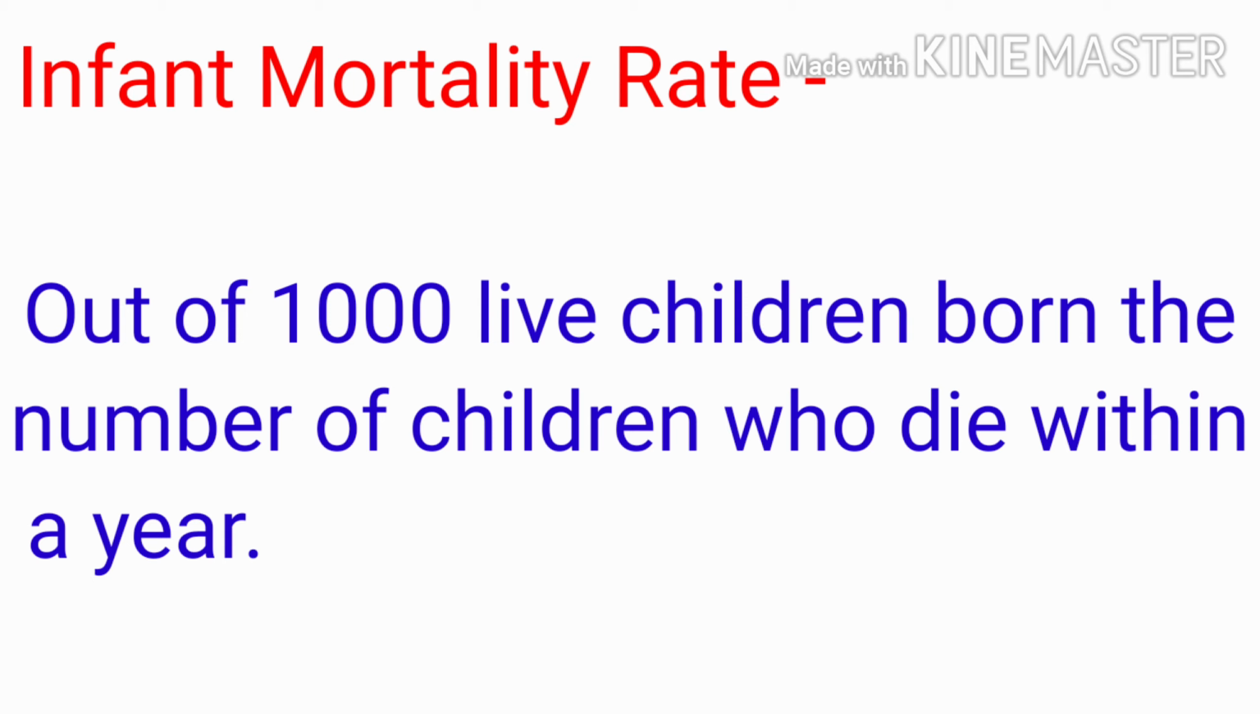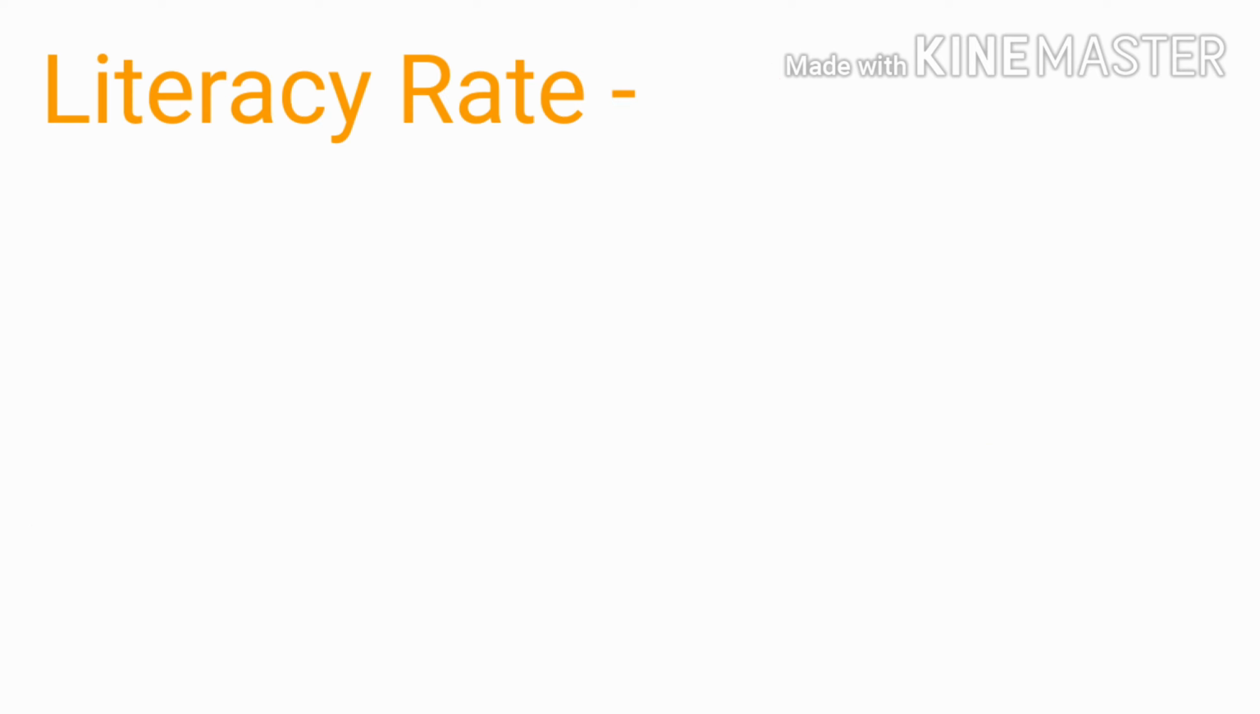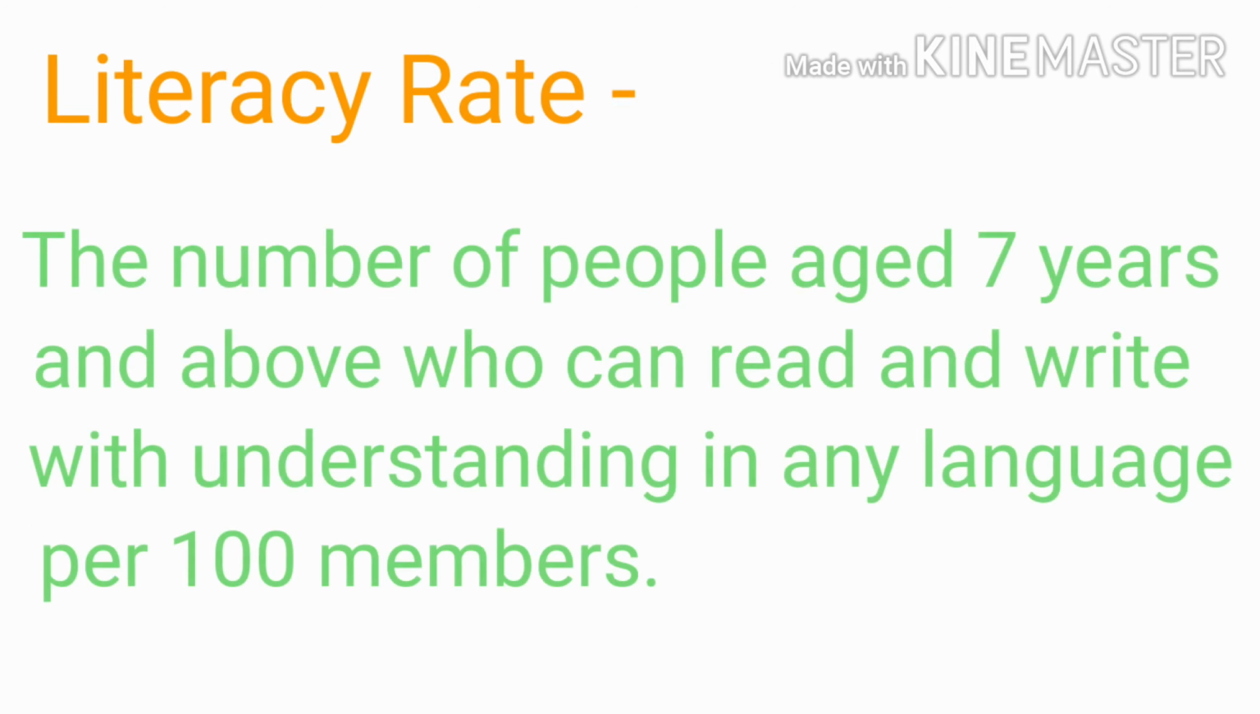Out of 1000 live born children, the number of children who die within 1 year is known as the infant mortality rate. Literacy rate: the number of people aged 7 years and above who can read and write with understanding in any language per 100 members is known as the literacy rate.